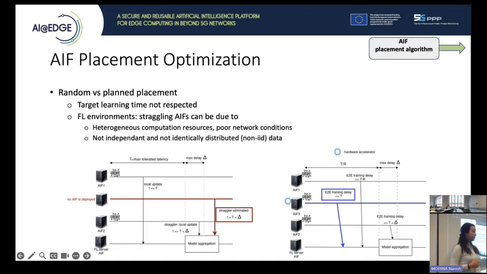But if we are doing a planned placement, it means that we are going to estimate the resources that we have on the nodes. We can also estimate the end-to-end learning time of each IAF, and we can plan an optimal placement in order to respect this target time, as we have done here. We knew that if we choose this node, it will take more time and it won't respect the target time. So the algorithm has chosen another node with some hardware acceleration in order to reduce the training time, and then to reduce the overall end-to-end training time.